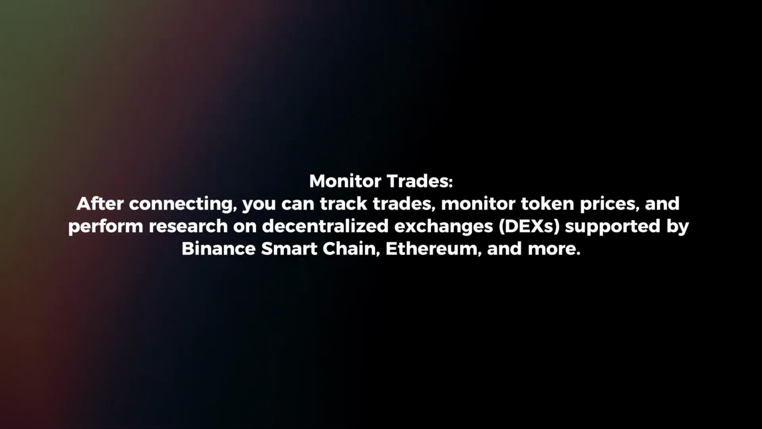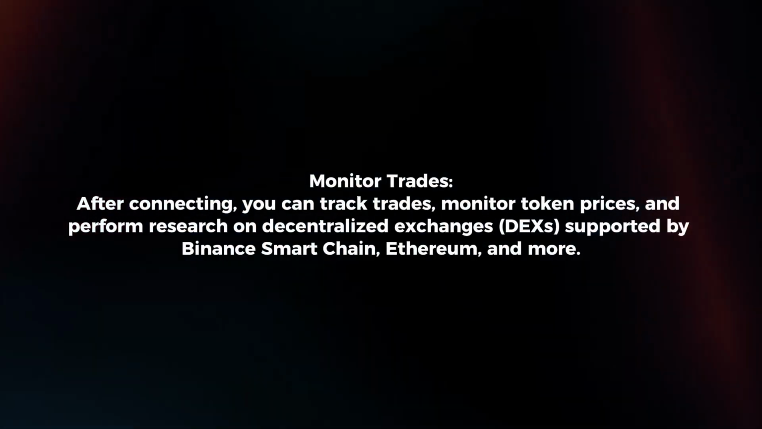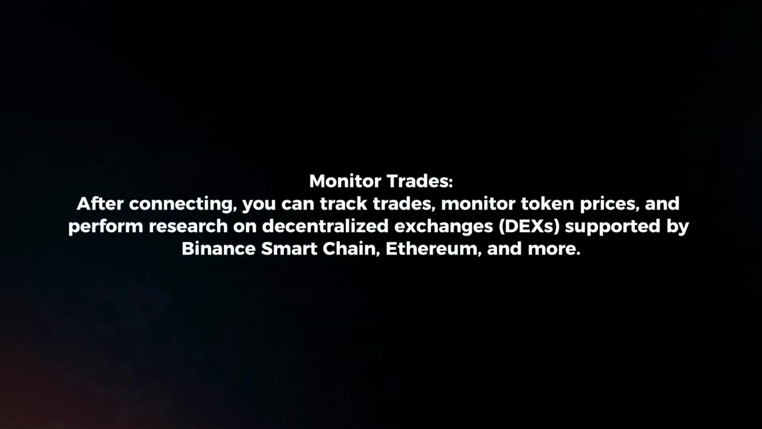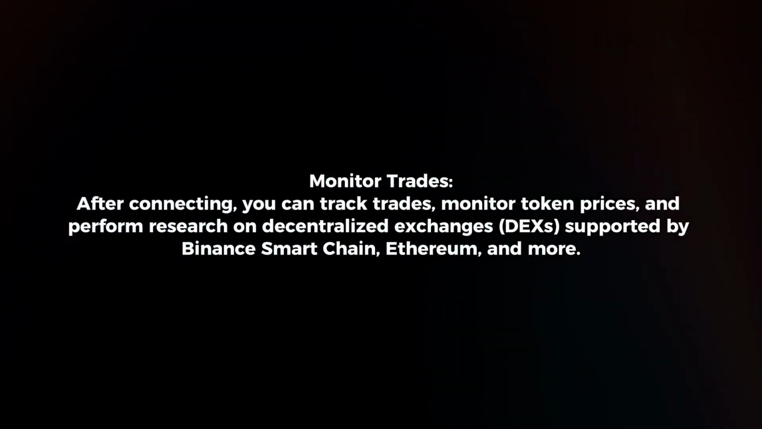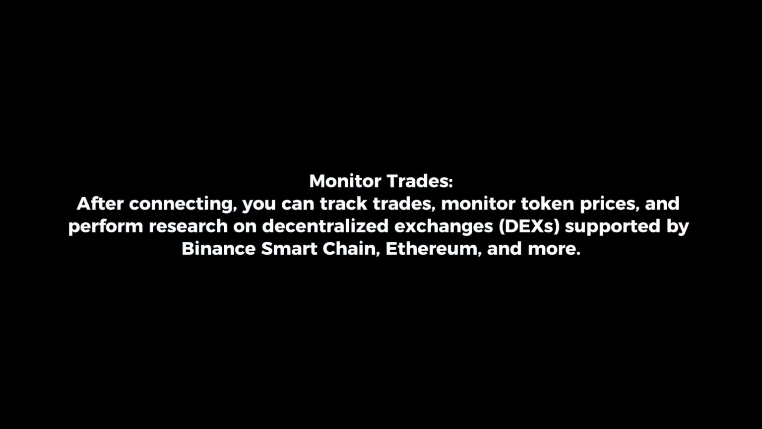Monitor trades. After connecting, you can track trades, monitor token prices, and perform research on decentralized exchanges supported by Binance Smart Chain, Ethereum, and more.